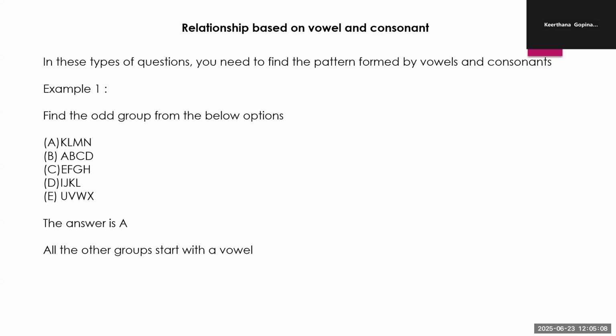Relationships based on vowels and consonants. Find the odd group from the below groups. Based on vowels and consonants, we can find the odd words. Here, if you look at it, K, L, M, N, A, B, C, D. A is a vowel, so that group starts with a vowel, C starts with a vowel, I is a vowel, D is starting with a vowel, U is a vowel. So except A, all the other series are starting with a vowel. So A is the odd one out.